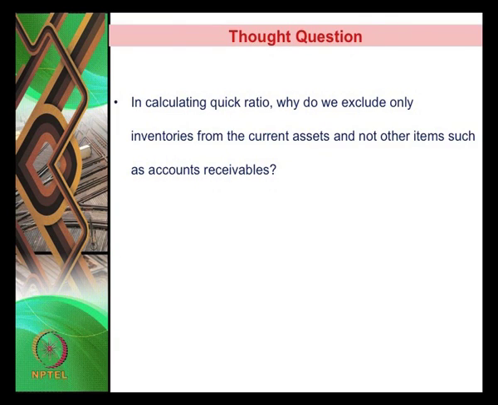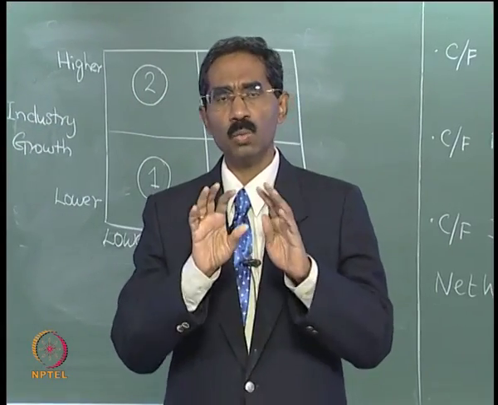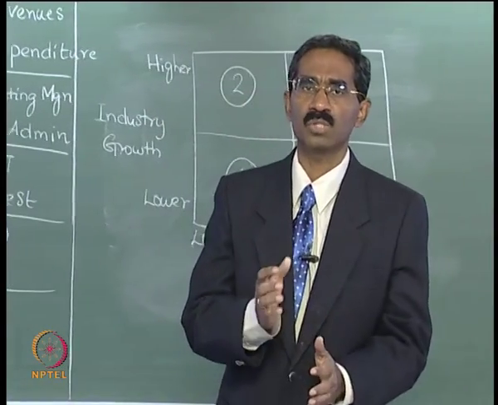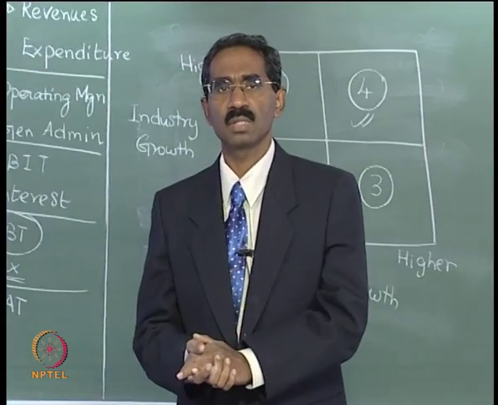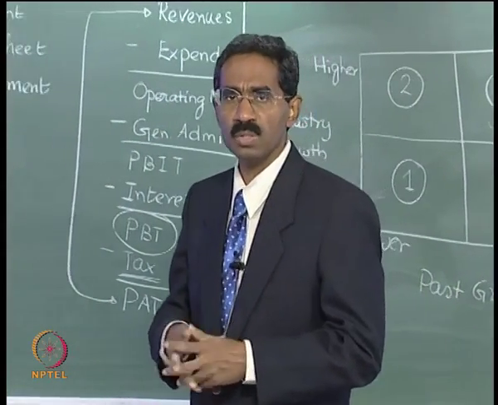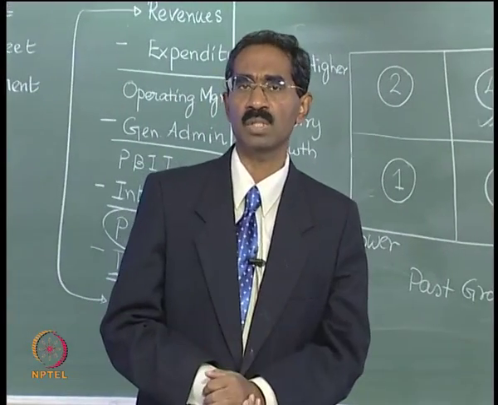When we calculate quick ratio, why do we exclude inventories from the current assets and not other items such as accounts receivables? As we have seen, current assets contain, apart from cash, other items such as loans and advances, accounts receivables and inventories, and we excluded only inventories when we calculated the quick ratio, but we kept accounts receivables and other items in the current assets. Why did we not exclude the accounts receivables? Should we also exclude the accounts receivables along with the inventory in calculating the quick ratio? So think about it, and we will discuss it in the next class.